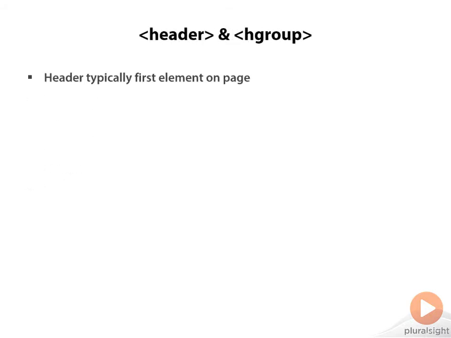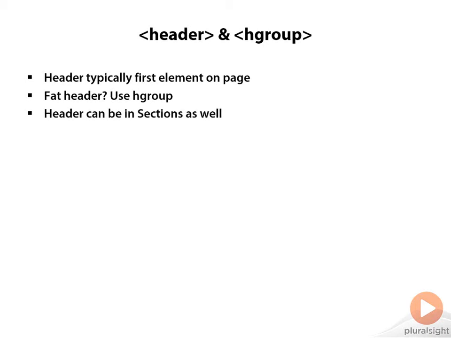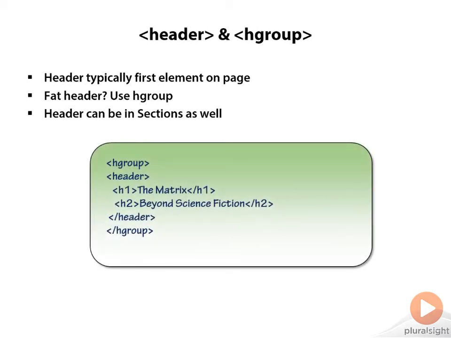Header is typically the first element on the page. If you have a fat header, that is a header that has an H1 and an H2, a header and a subheader, you can now indicate their relationship by using an hgroup. Note that headers can now be used in sections as well. Let's take a look at that fat header with an hgroup. Typically it will look like this, and you can see that semantically the H2 is now tied with the H1 as a subheader.